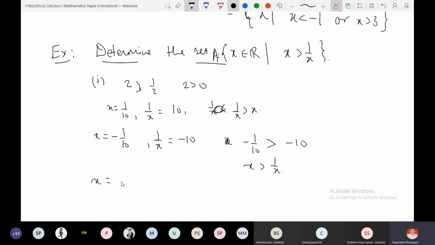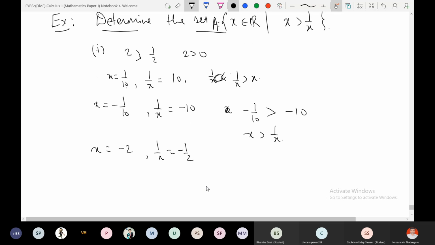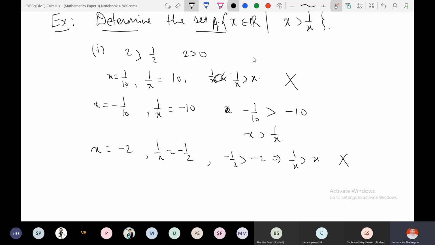But if we take x equal to minus 2, then 1 by x is minus 1 by 2. So which is bigger in this case? Minus 1 by 2 is bigger than minus 2. That means 1 by x is bigger than x. So in this case our inequality fails. In this case it is true. And therefore you should work out simple examples and then generalize how to get hold of all the numbers, right?